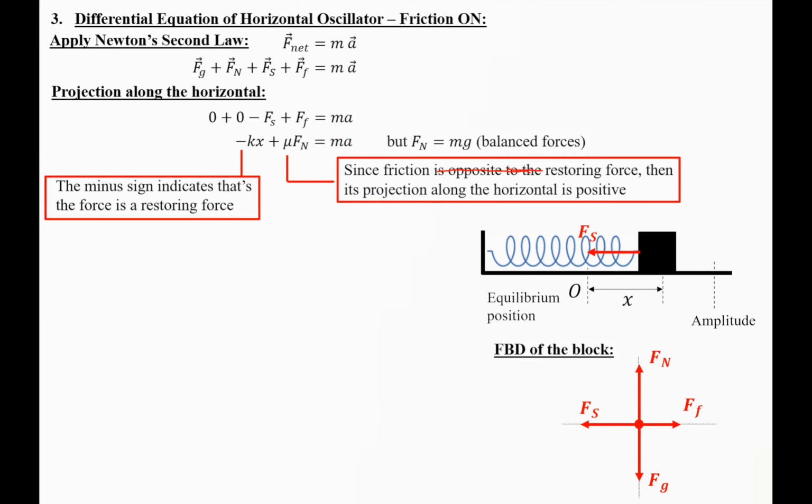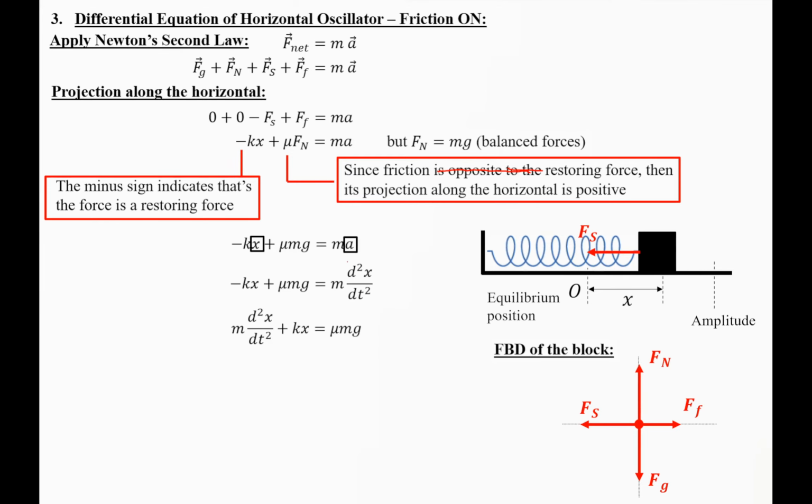Now, we know that the normal push is balanced by the pull of gravity, which is mg. We can replace it. Now we have two unknowns, x and a. We don't have any other equation to implement. Then the way to proceed is to unify x and a using calculus and promote it to a differential equation like that. We're interested in the differential equation of x.